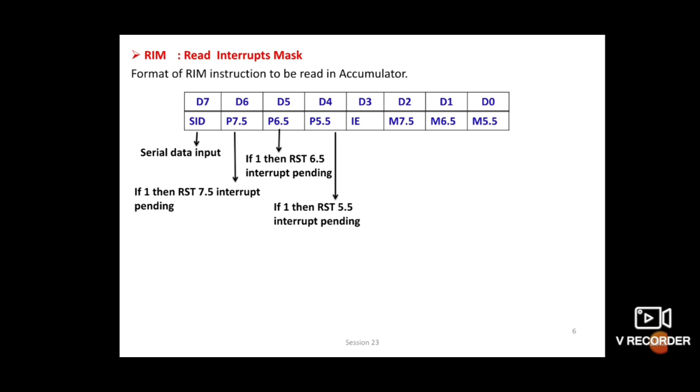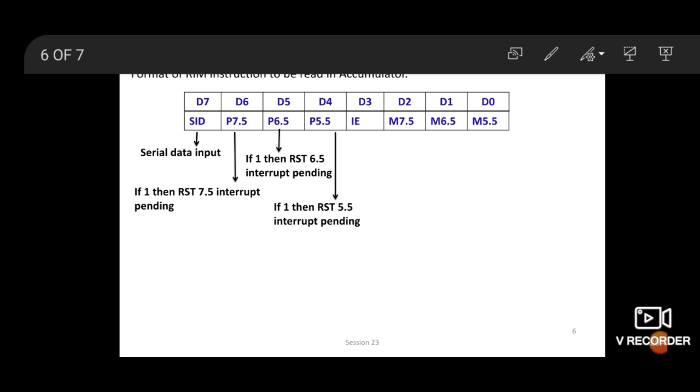Suppose student, at D6 position, it indicates pending. Maybe after some time microprocessor accepts it, same as D5, same as D4. Now if all 3 pins are 1, then all 3 are in pending position. Suppose here this is 1, this is 0, and this is 1. What is the meaning of this 1 0 1? If stored in accumulator, 1 bit at D6, 0 bit at D5 and 1 bit at D4.